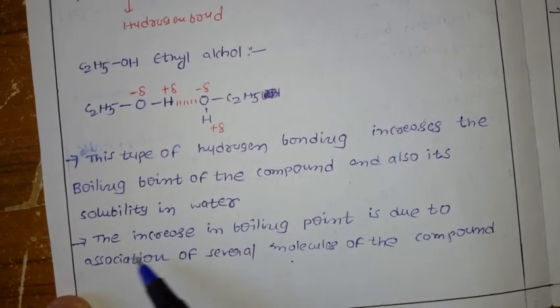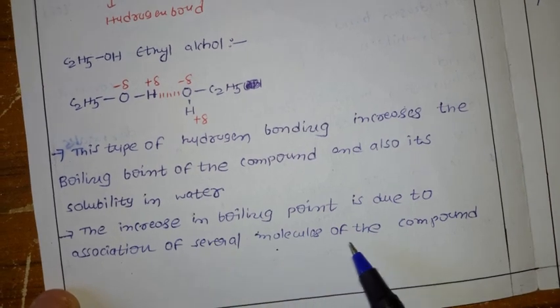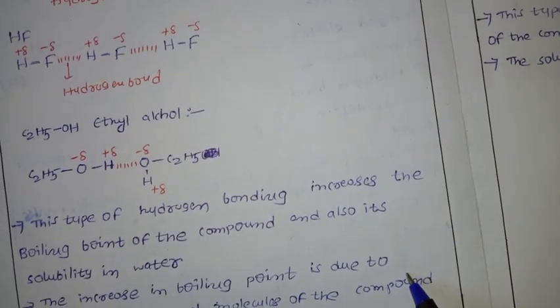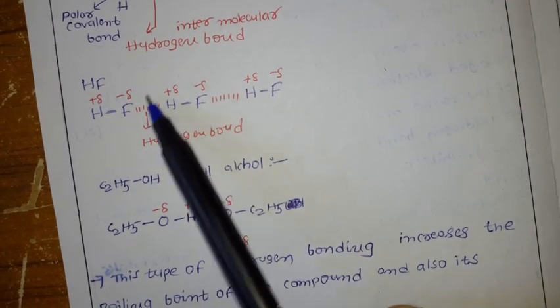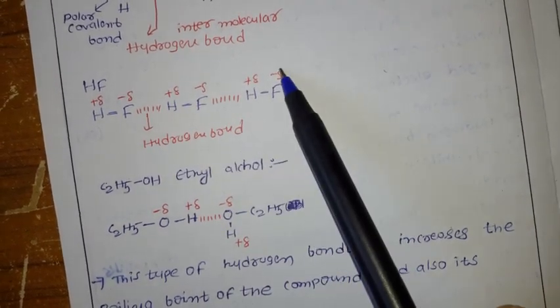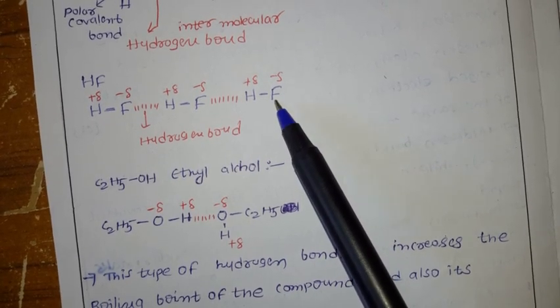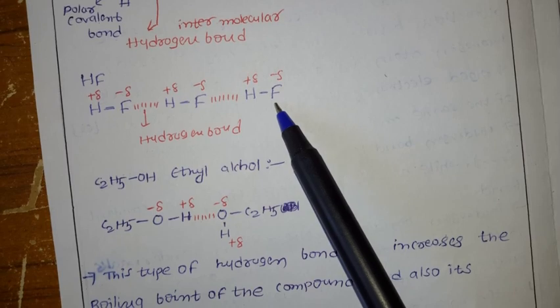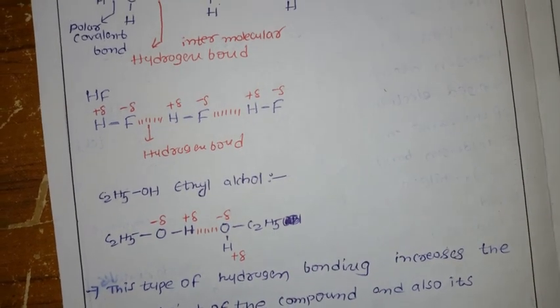Next, the increase in boiling point is due to the association of several molecules of the compound. Just now we said that because of this intermolecular hydrogen bonding, all the molecules associate together. Once association is there, the number of bonds increases. And when the number of bonds increases, the boiling point increases.